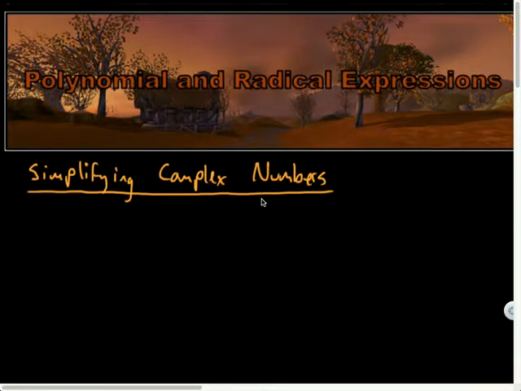Today we're talking about simplifying complex numbers. What are complex numbers? Numbers of the form a plus bi. So they could have a real part, they could have an imaginary part, they could have both parts. They could have just one part if they wanted.